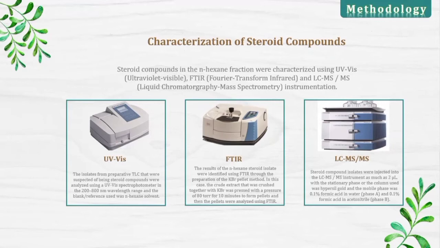Second, characterization using FTIR. The n-hexane steroid isolate was identified using FTIR through preparation of the KBr pellet method. In this case, the crude extract that was crushed together with KBr was pressed with a pressure of 80 for 10 minutes to form pellets, and the pellets were analyzed using FTIR. And the third characterization is using LC-MS/MS. Steroid compound isolate was injected into the LC-MS/MS instrument at 2 microliters, with the stationary phase, or the column, used being a high-pressure column, and the mobile phase was 0.1% formic acid in water, namely phase A, and 0.1% formic acid in acetonitrile, namely phase B.